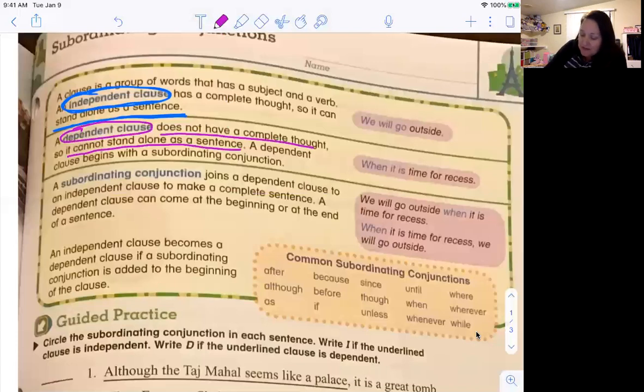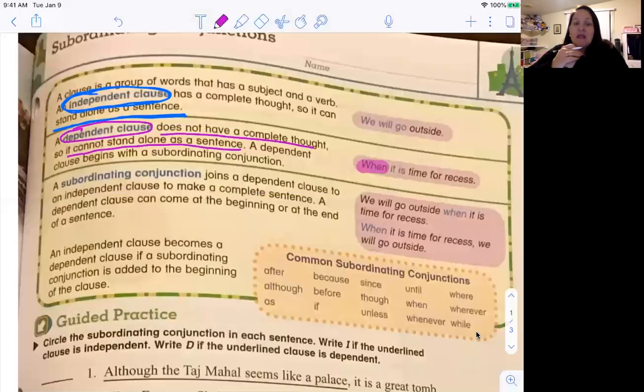So I want you to look at this clause that they give you. When it is. What in the world? That does not make sense, right? A dependent clause begins with something called a subordinating conjunction. And this word, when, makes the sentence, when it is time for recess, not have a complete thought. When it is time for recess, what? I don't know, right? It's not a complete thought.